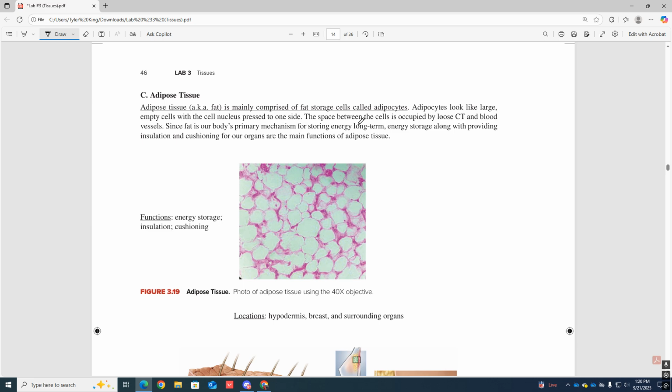Since fat is our body's primary mechanism for storing energy long term, energy storage, along with providing insulation and cushioning, are the main functions here. So, distinguishing characteristics: it looks like marshmallows. It looks like big fat globules of marshmallows, all packed together. Main function, energy storage.